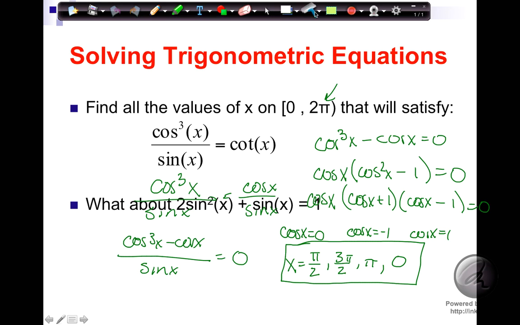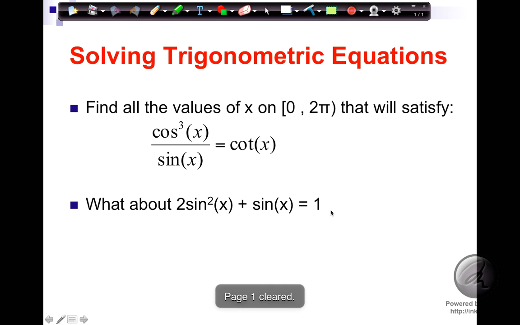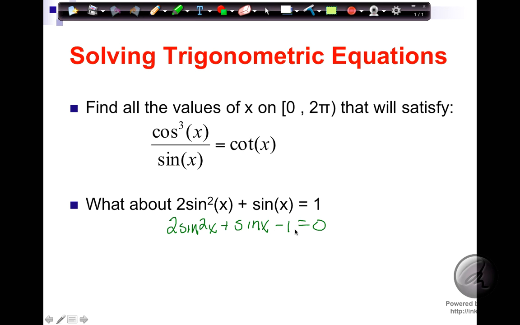All right, I have one more for us. I have 2 sine squared plus sine x equals 1. What you need to think about is all of your knowledge that you have about quadratic functions, because this really is a quadratic style of equation. We always set them equal to 0 and then we factor. It follows exactly like your algebra, except for we have to throw an extra step at the end where we're actually trying to solve for x, not just sine of x.